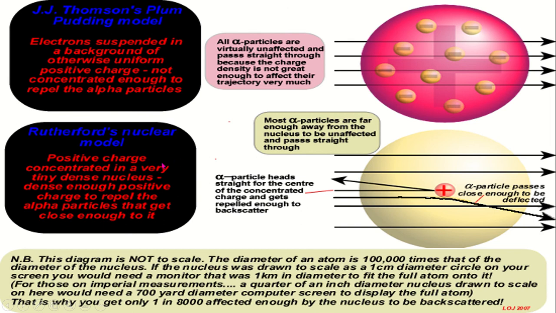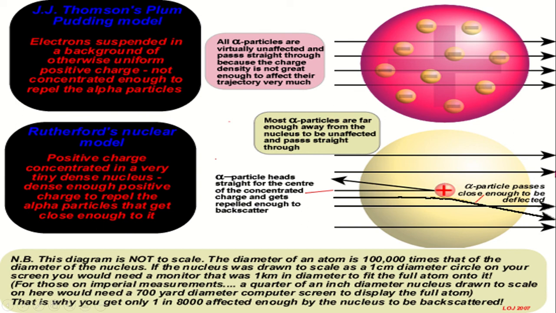And according to the Rutherford model, positive charge is concentrated in a very tiny dense nucleus, dense enough to repel the alpha particles that get close enough to it. So an alpha particle heading straight for the center of the concentrated charge gets repelled enough to back scatter. Look, most of the alpha particles go straight, but a few are scattered back, making an angle. An alpha particle that passes close enough is deflected. Those alpha particles which are very close to the nucleus are deflected.